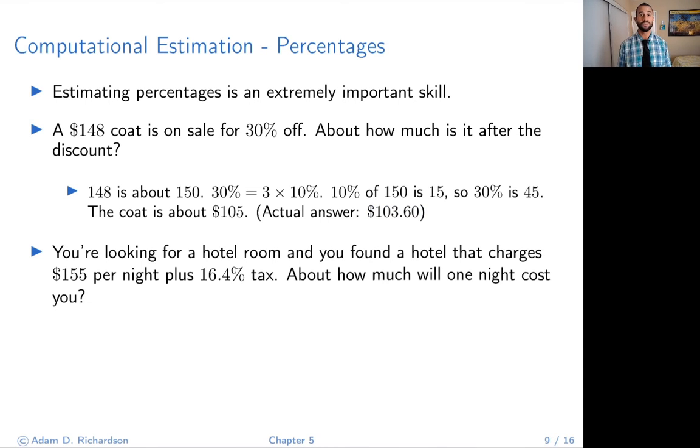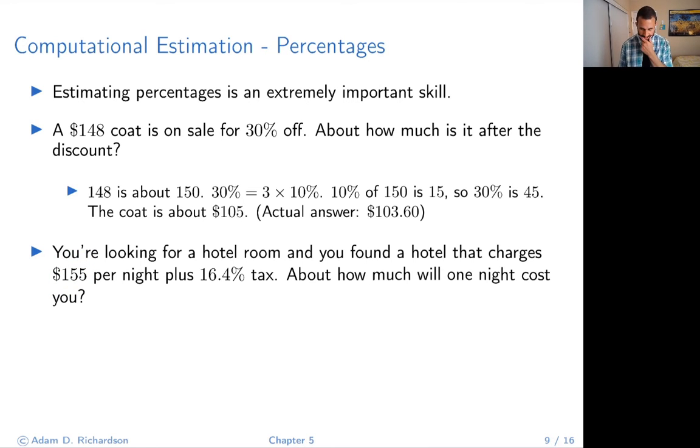How about this one? I'm sure you'll do this at some point. You're looking for a hotel room and you found a hotel that charges $150 per night plus 16.4% tax. About how much will one night cost you? Let's pretend you're on the phone making this call and they're throwing out a lot of numbers, or you're looking at a bunch of prices online. You don't need a calculator. Just get an estimate. If you're already talking about spending this amount of money, being off by a few dollars or even $10 is not going to be that bad.